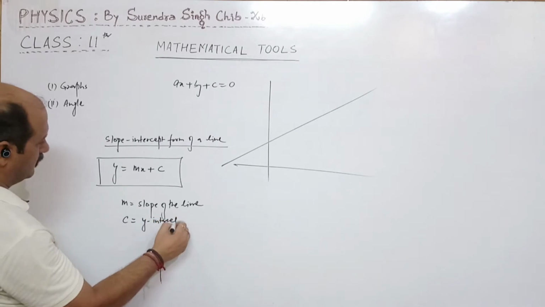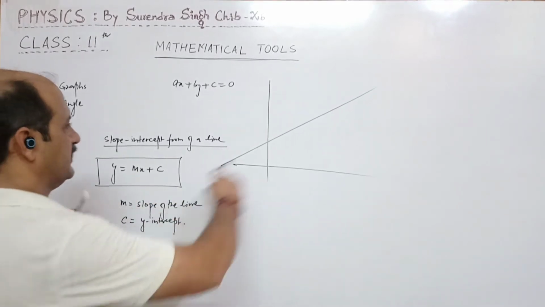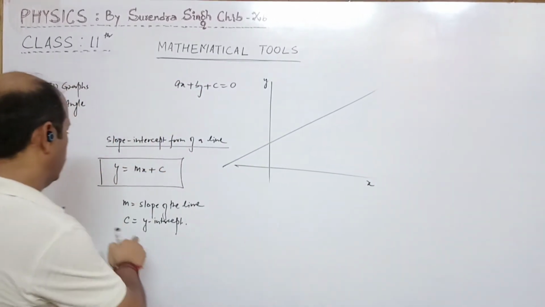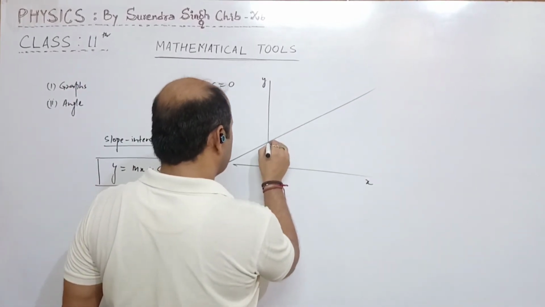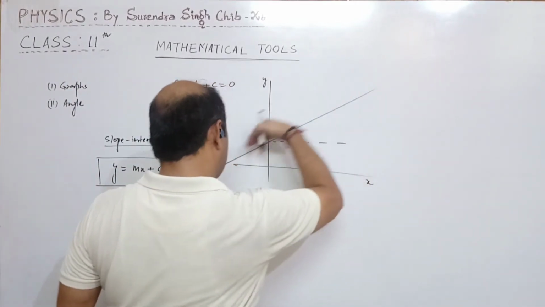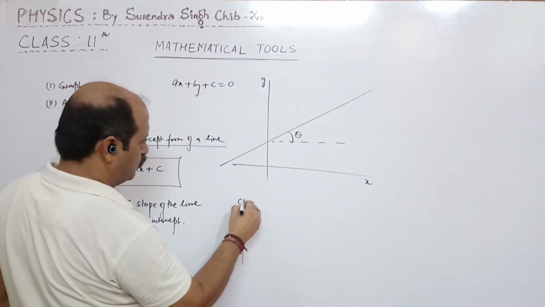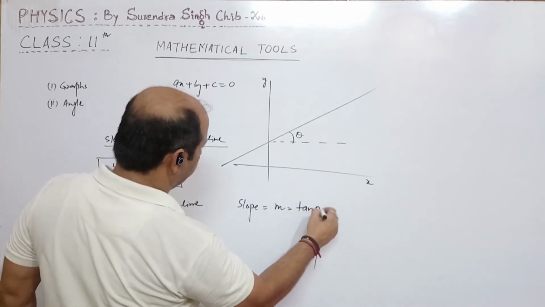The y-intercept. So what is slope of the line? So if it is a line, this is x-axis, this is y-axis. So slope. M is the slope of the line, and slope of the line is given by. So यहाँ से draw करते हैं. Slope means ढलान, ऐसे. So let it be theta. And slope of a line is given by m, that is equals to tangent of theta.